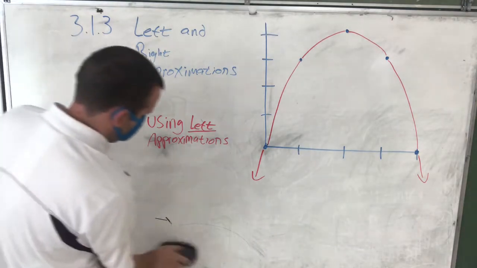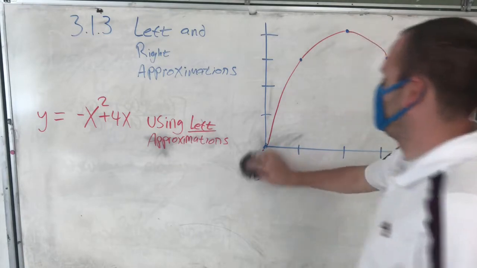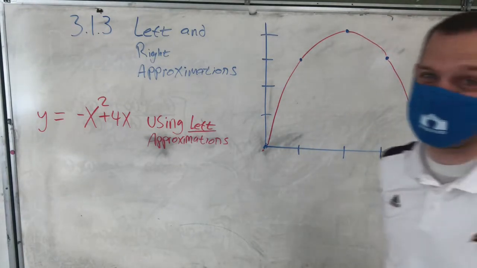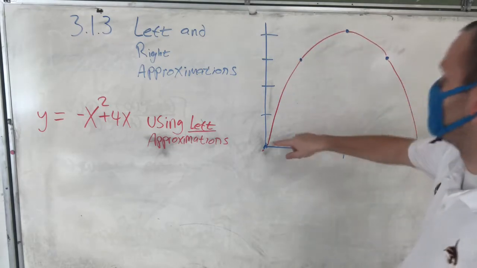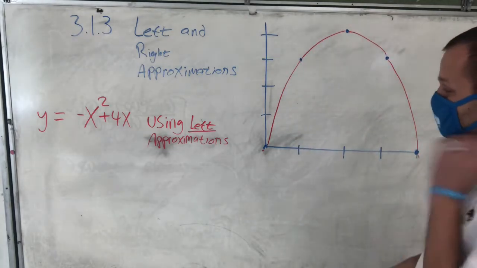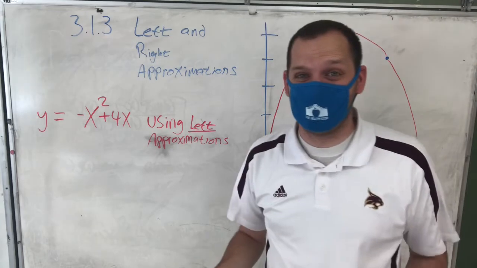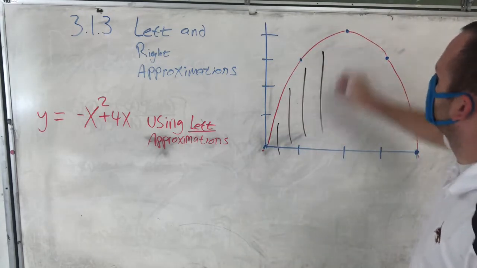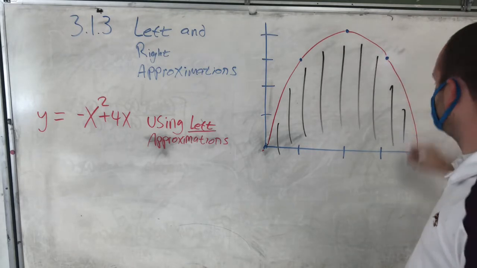What if it's a shape like this? It's not a half circle. It kind of looks like a half circle, but it's not. It's a parabola. Okay, it's definitely not a half circle. So how do we find the area right here? Well, today we're going to talk about how to approximate it.